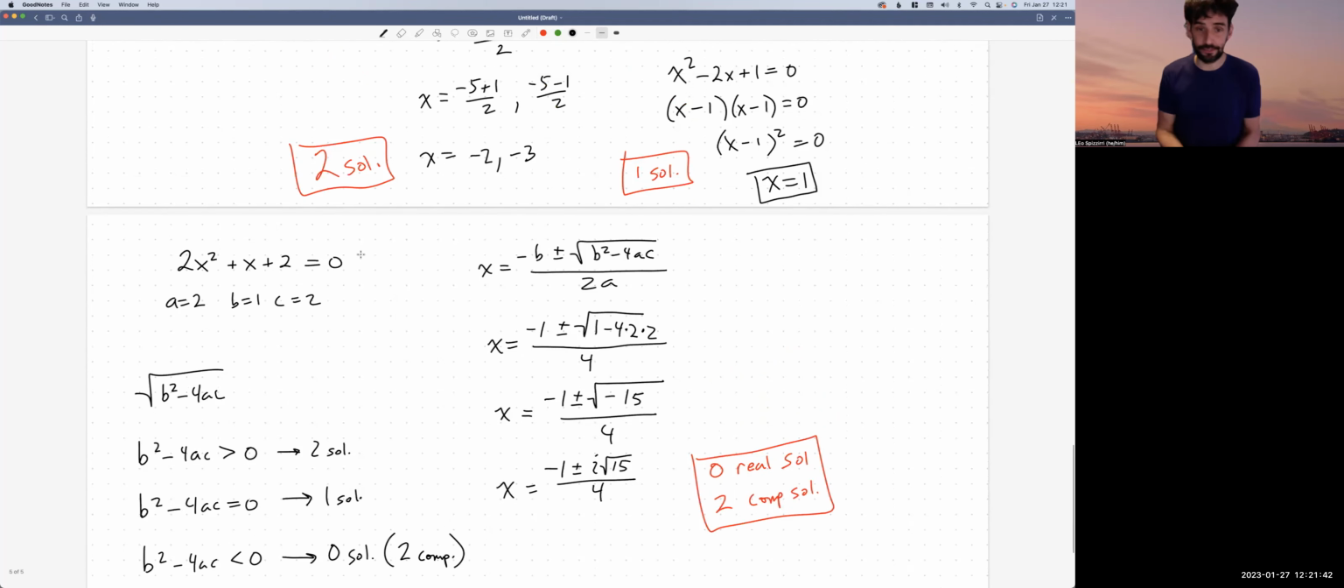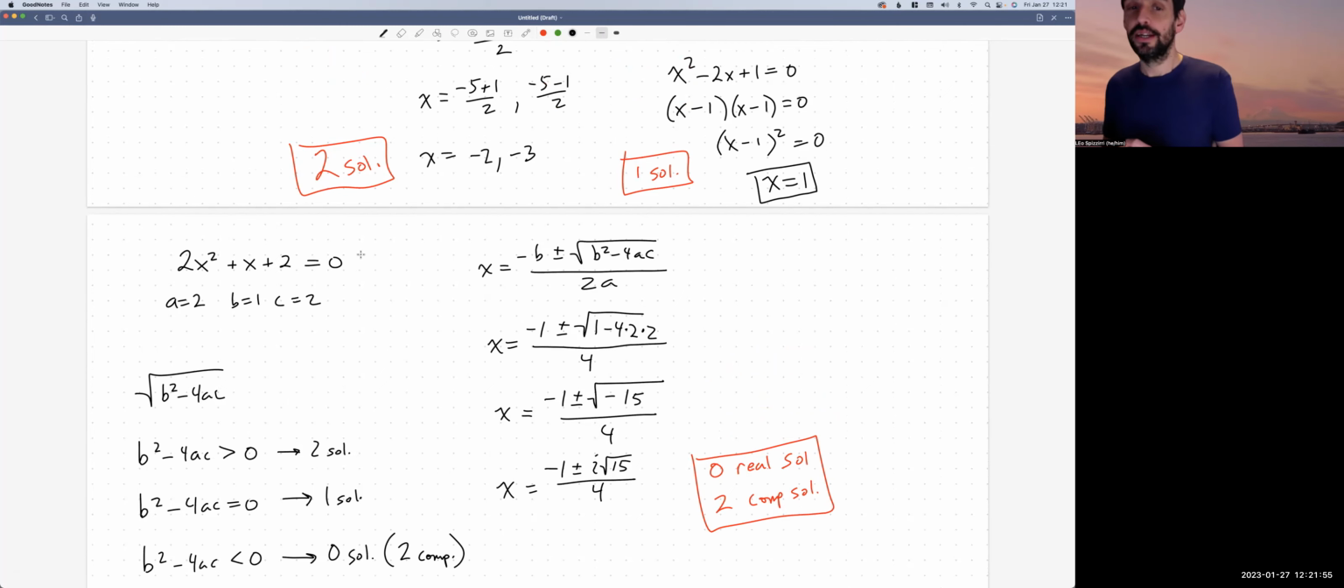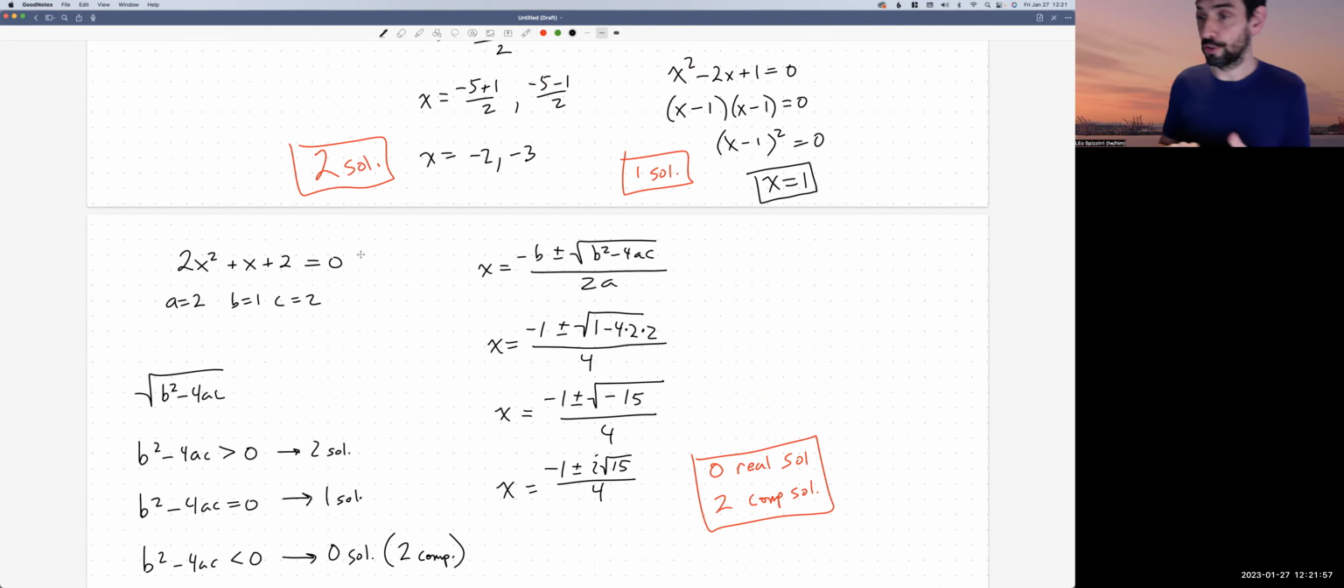Okay, that is it for this one. So we've now completed our methods we have for solving quadratics. In the first video, we looked at just taking square roots in the simplest cases, factoring when possible. You can complete the square, or just use the quadratic formula.